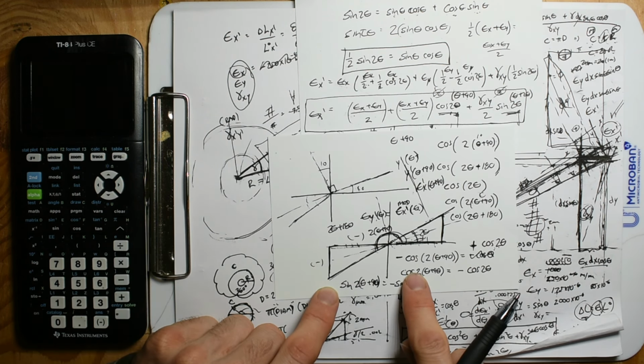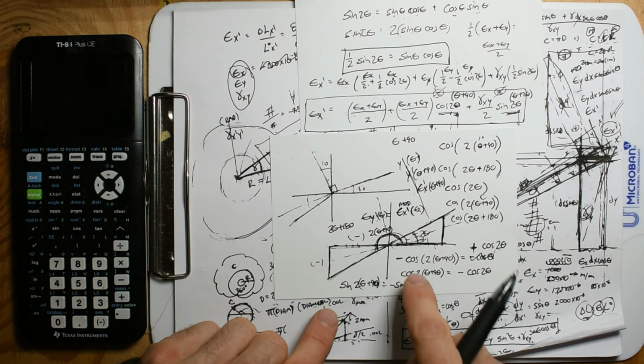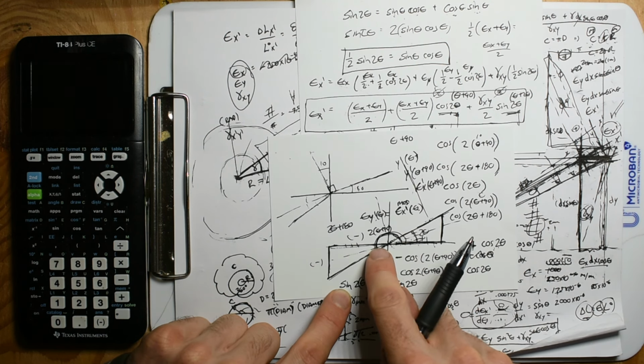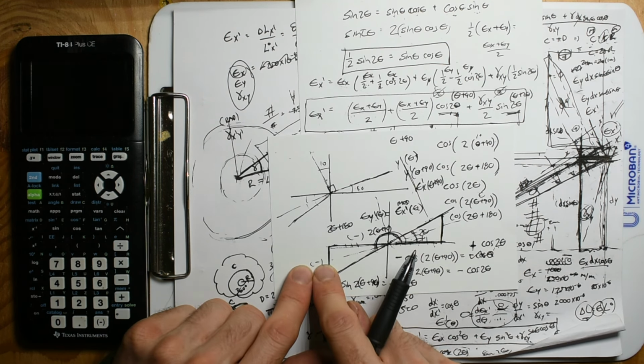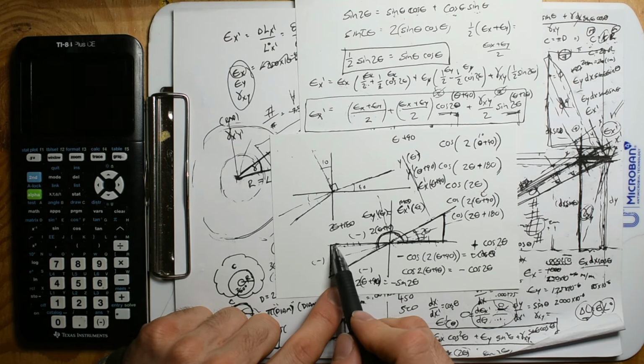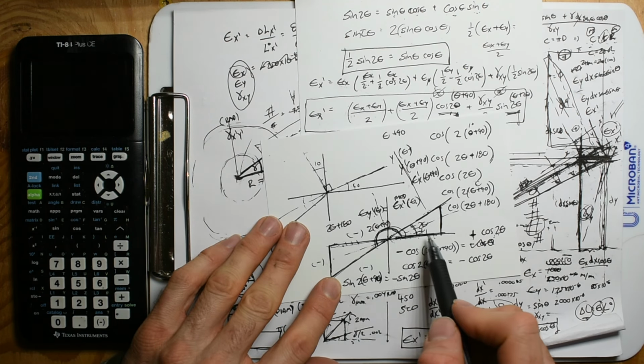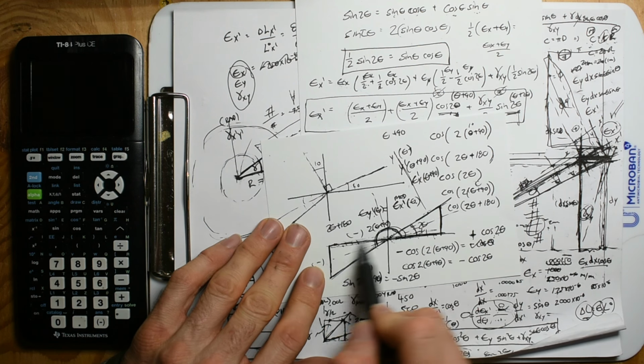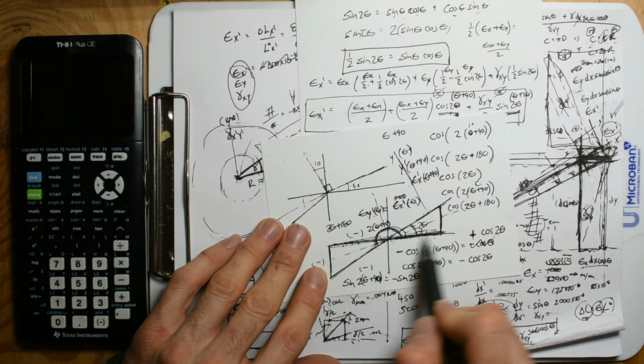I mean, what we're saying is that sine 2 theta plus 90 is going to be negative. It's going to be a negative answer, but we can just tell by symmetry that this is going to be the same as the cosine of 2 theta.